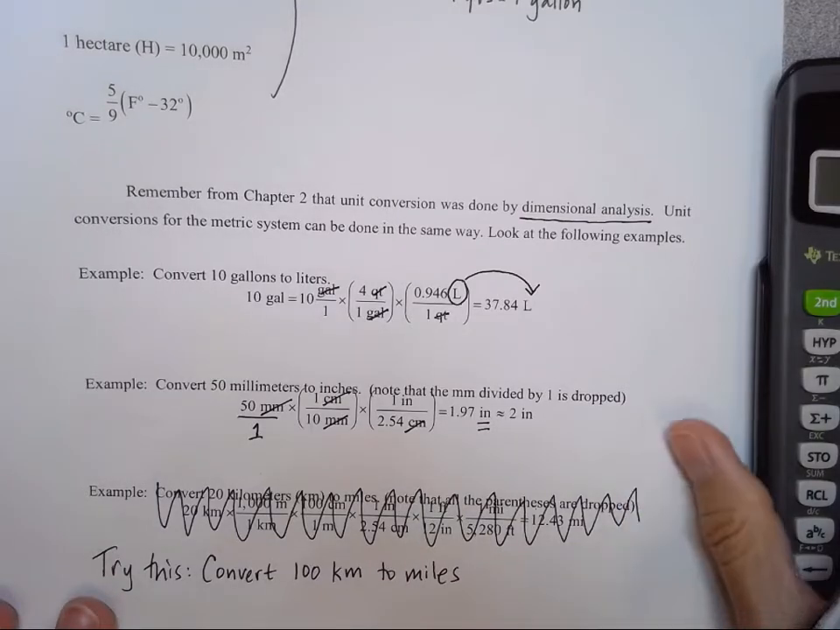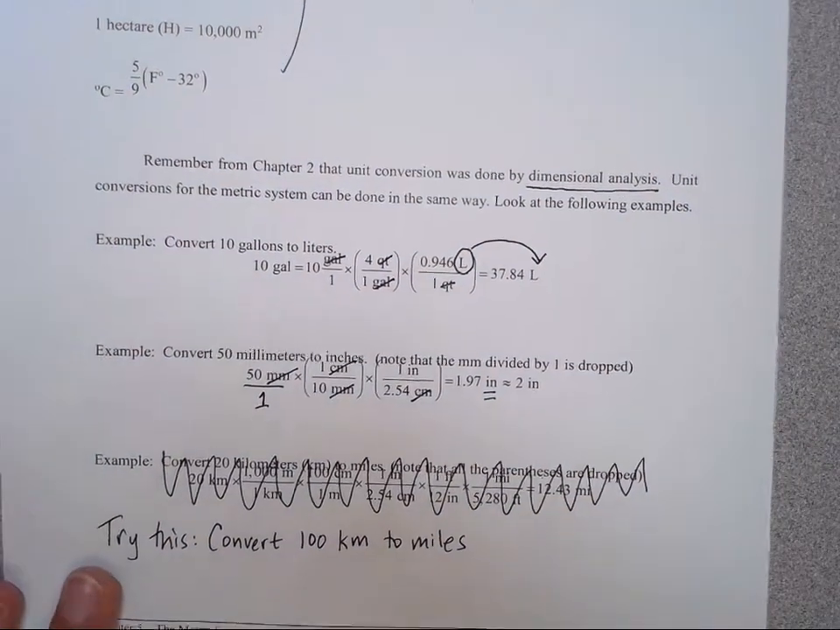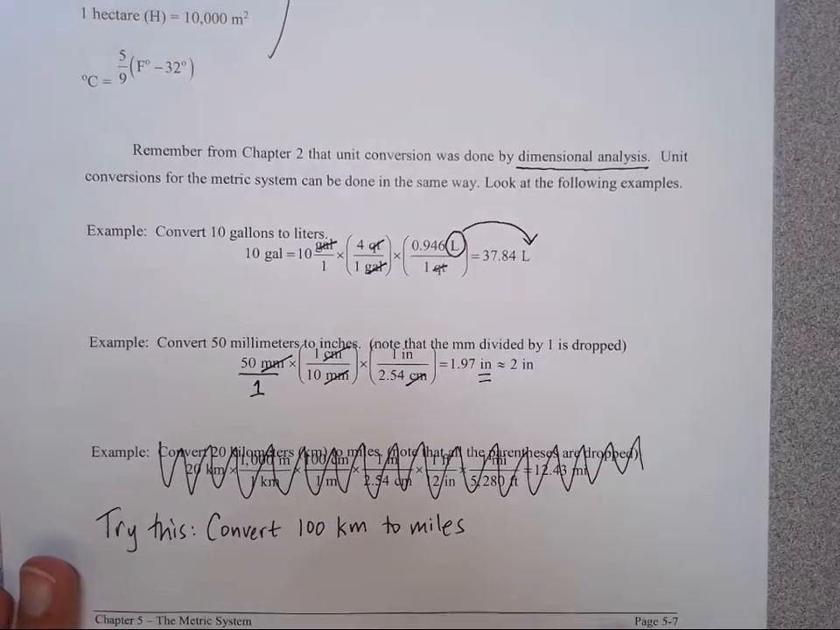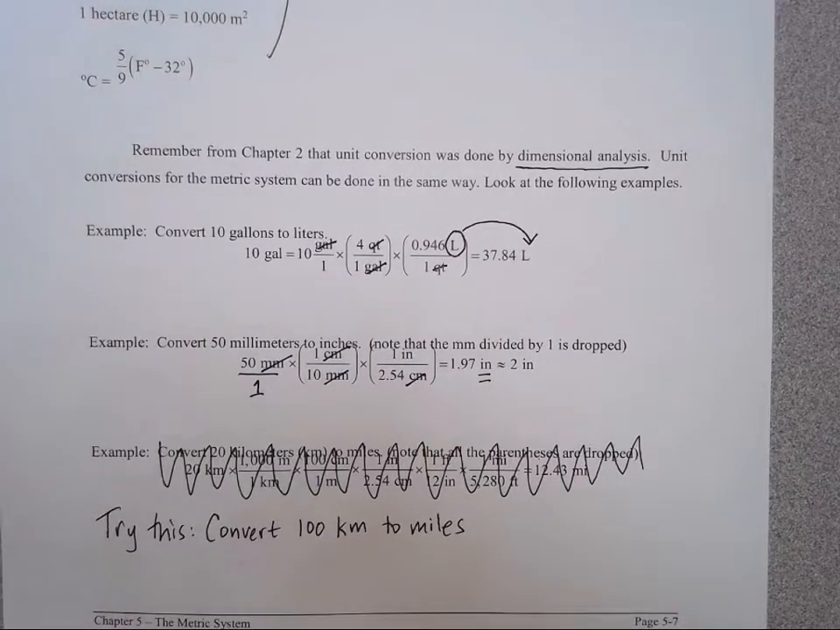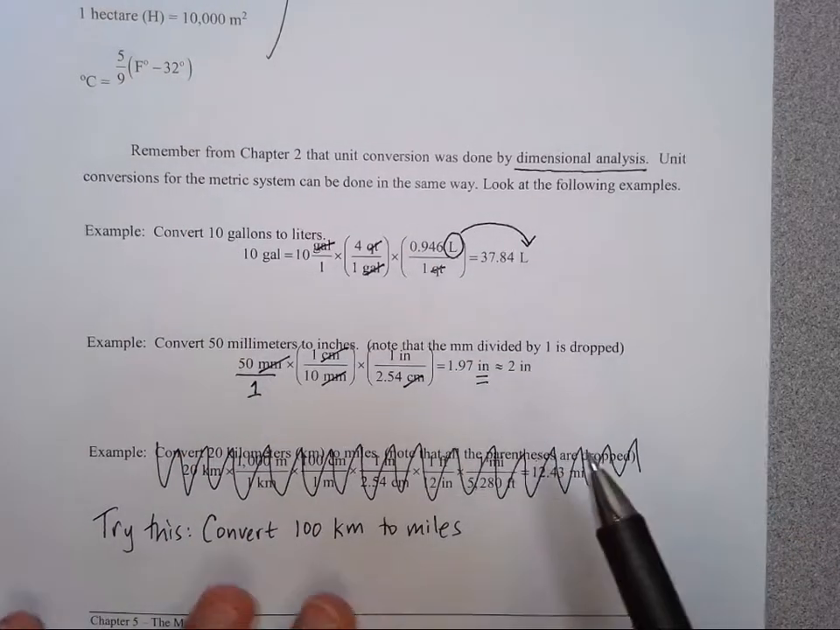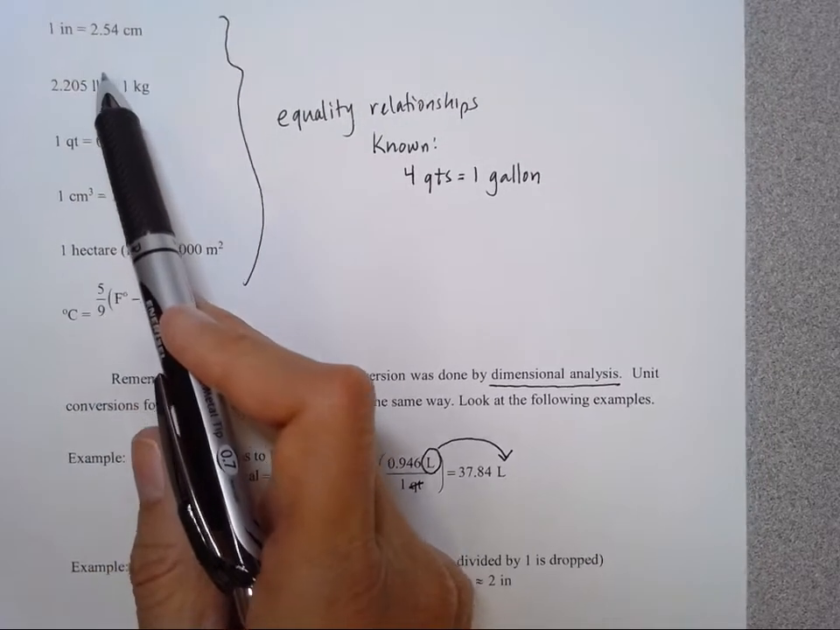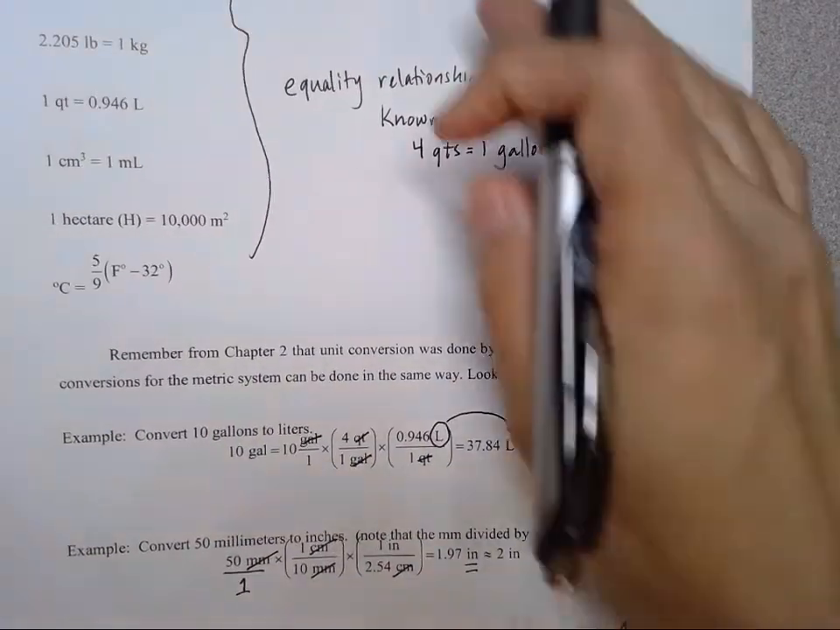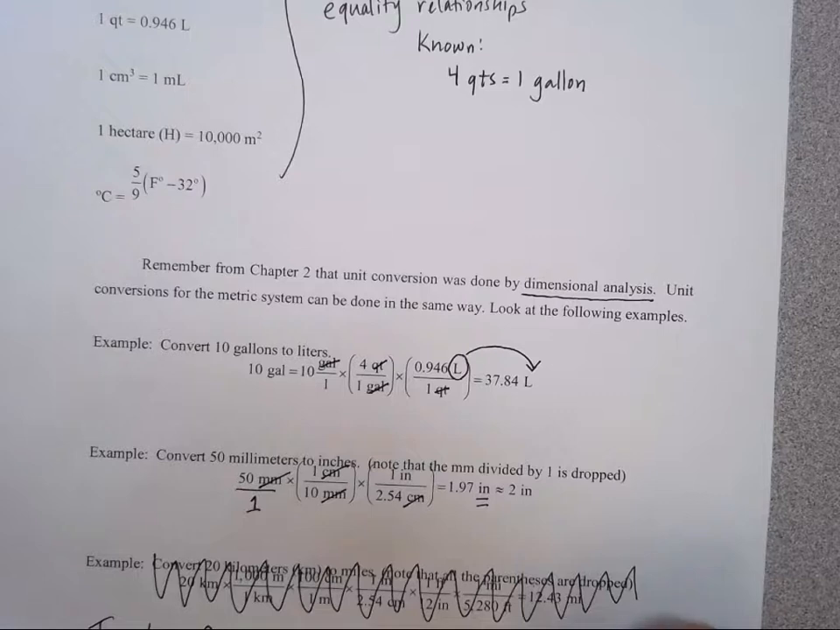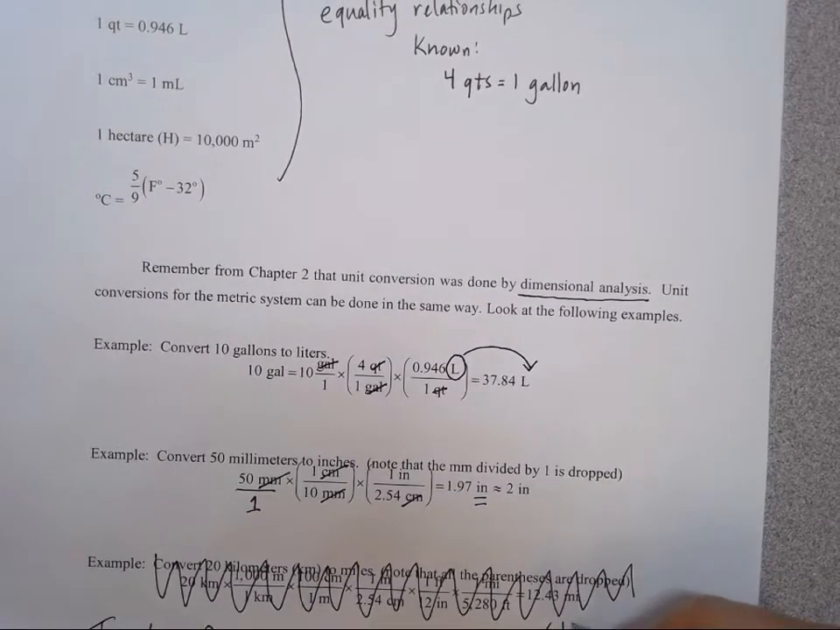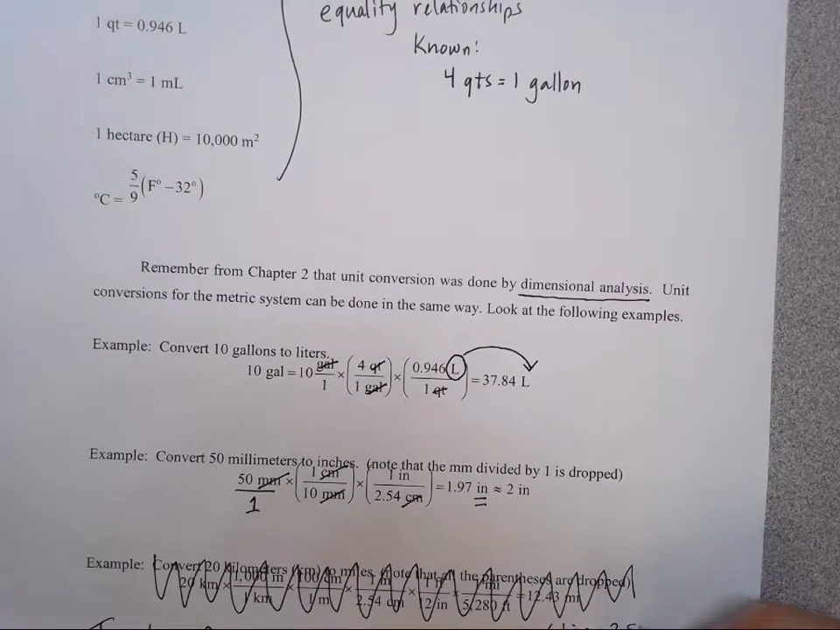Before you start doing that, let's make sure we have all the equality relationships you're going to need. We want to go from kilometers to miles. Let's think about what information we know. If we have to go all the way up here to the 1 inch equals 2.54 centimeters. Okay, so here are our equivalent relationships, I'm going to put them over here. 1 inch equals 2.54 centimeters is one relationship you're going to use.